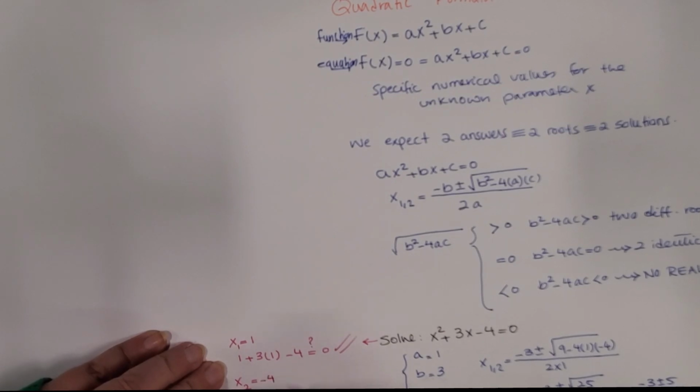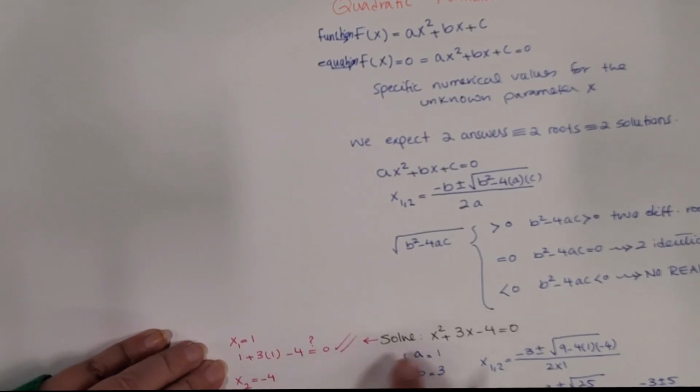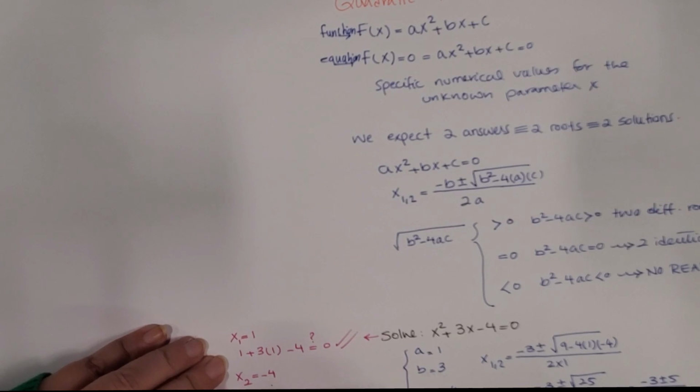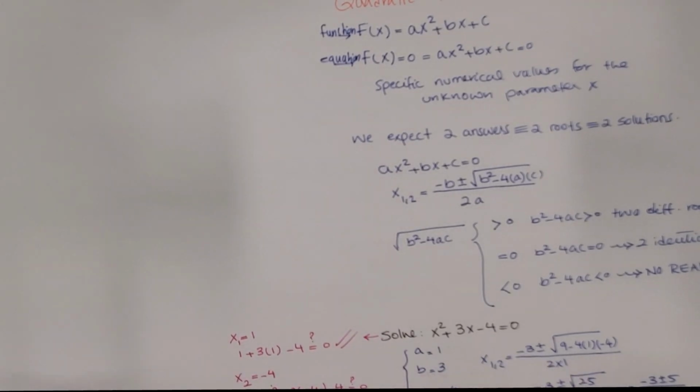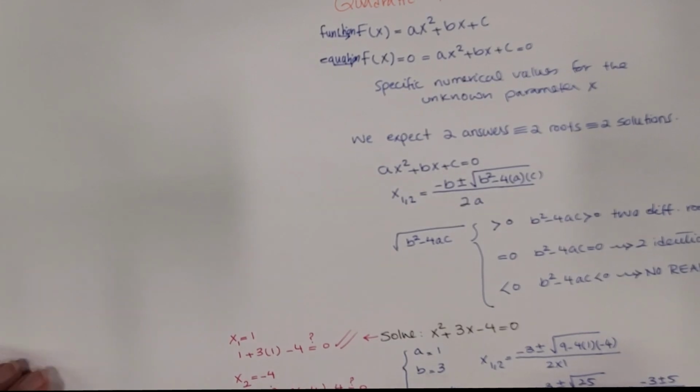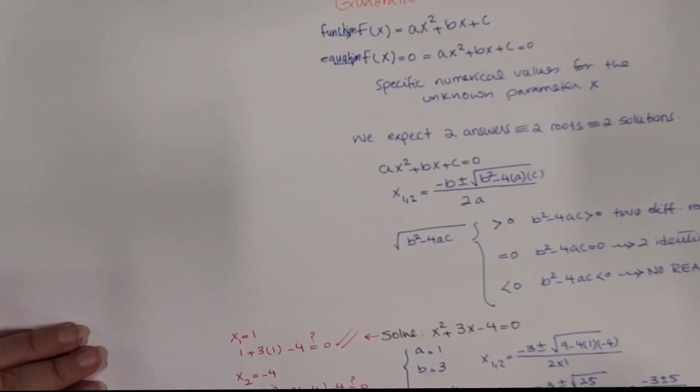-4. Okay, so now let's substitute x as -4. -4 to the power 2 plus 3 times -4 minus 4. And let's see if it's equal to 0. So that would be 16 minus 12 minus 4. Yay, that's equal to 0. So that means both of the answers, both of the roots are correct.